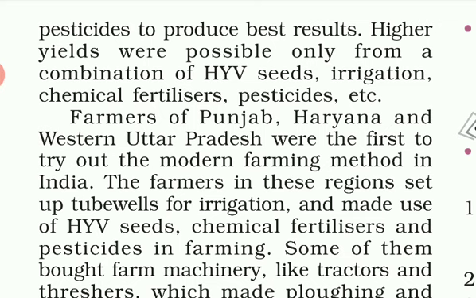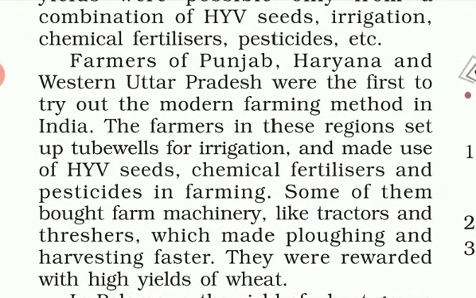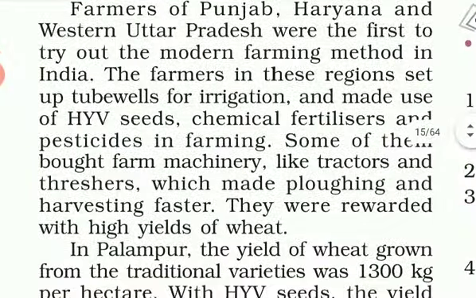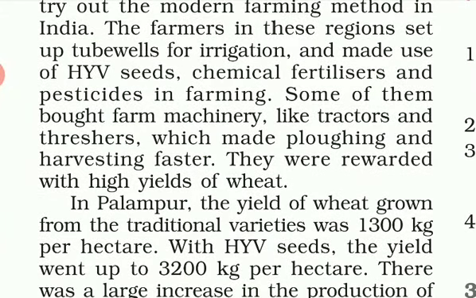Now, where did the Green Revolution take place? Which farmers initiated this revolution? The farmers of Punjab, Haryana and Western Uttar Pradesh were the first ones to try out this method, and they bought machineries like tractors, threshers. Tractors were used for plowing and threshers for harvesting. Harvesting means cutting of the crop. And so they were rewarded with the high yield of wheat.